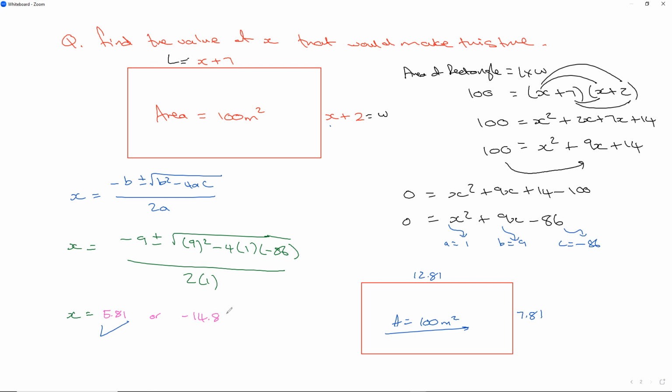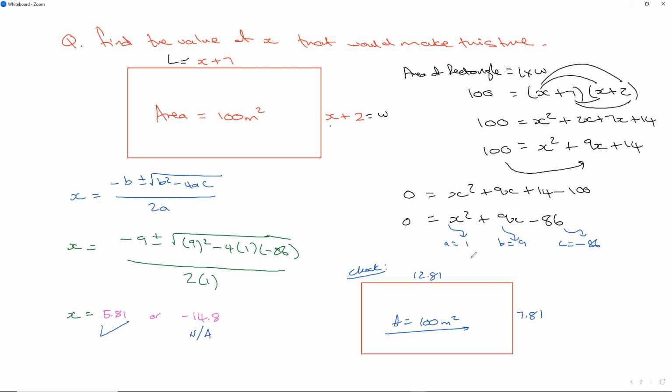x is correct. If I put negative 14.8 in here, I will end up with a negative length, which is impossible. If I put negative 14.8 in here, I'll end up with a negative length here as well, which is also impossible. And so for this, we put n/a, which means not applicable. That solution is not true. So the final answer, x equals 5.81, is the only answer. And this at the bottom here is just a check for that.